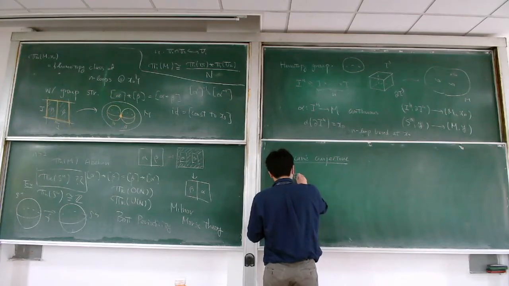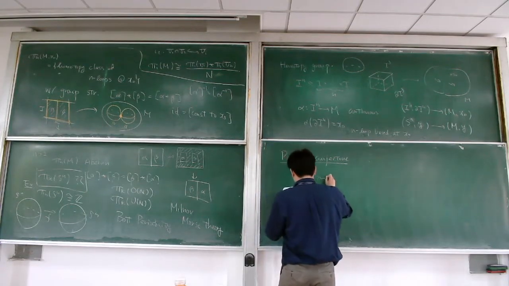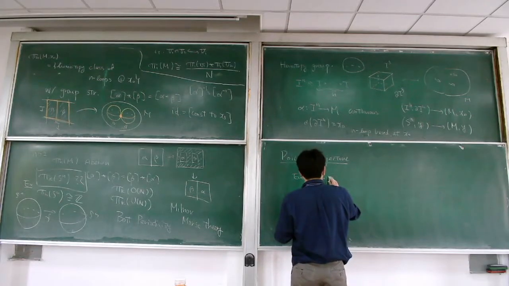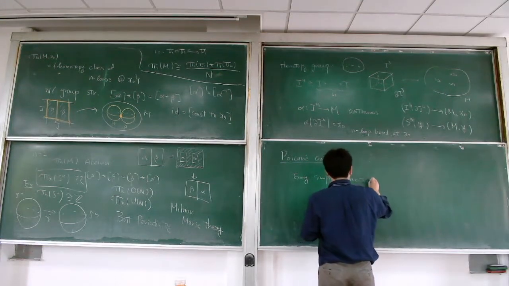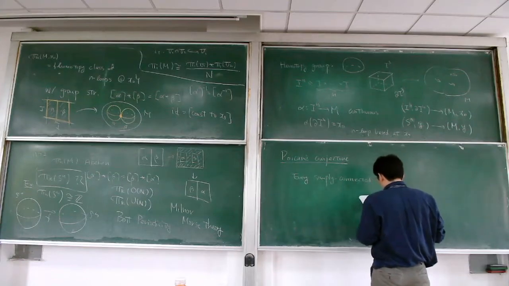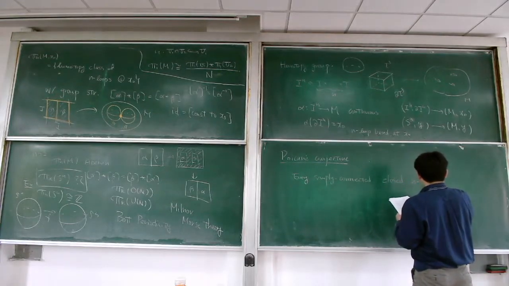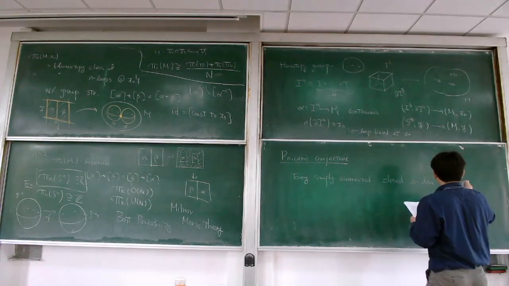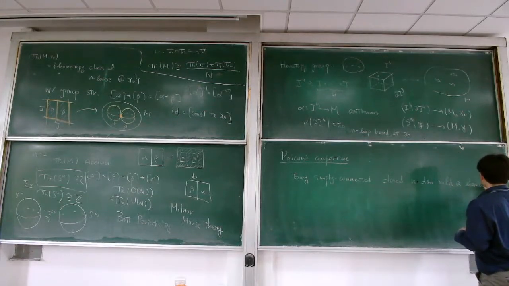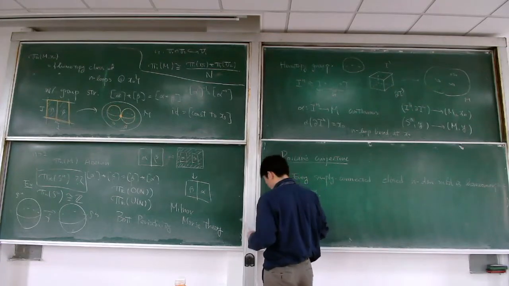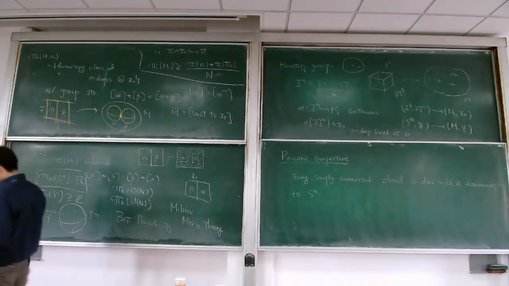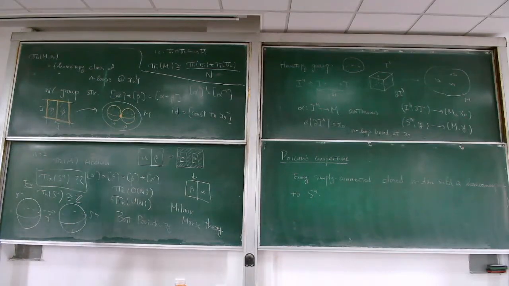Every simply connected closed n-dimensional manifold is homeomorphic to the sphere. Very simple statement, but it's hard to prove. This is called the Poincaré conjecture.